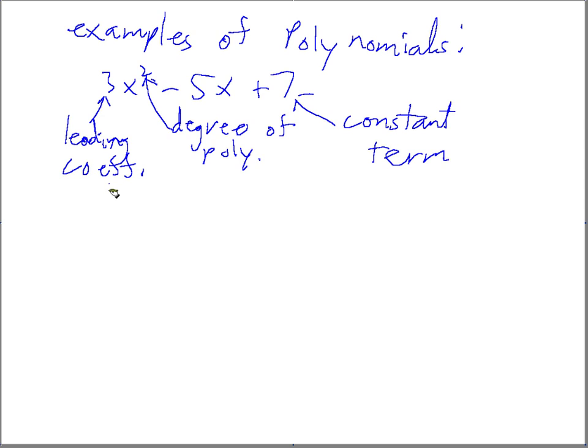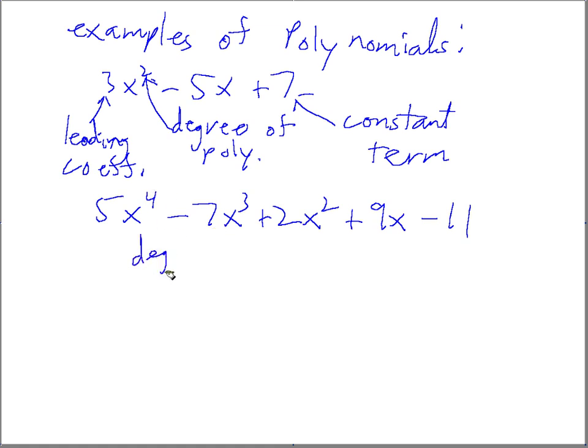Let's take a look at another one. How about something like 5x to the 4th minus 7x cubed plus 2x squared plus 9x minus 11, for example. So here is a polynomial of how many terms? 1, 2, 3, 4, 5 terms. So what is the degree of this polynomial? Well, the highest degree is 4. So the degree of the polynomial is equal to 4.